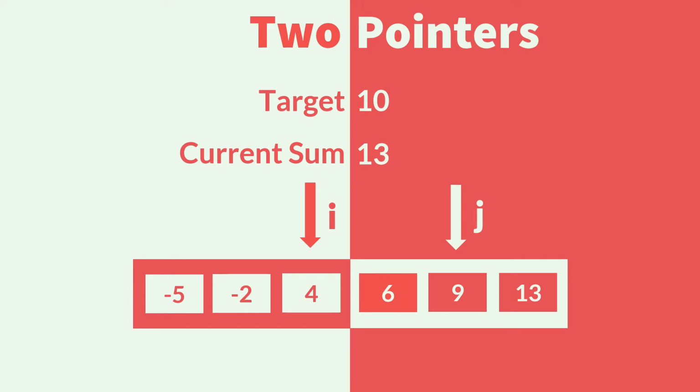Now we get 4 plus 9, which is 13, which is greater than target. So we need to move our j pointer towards the left. And now we have 4 plus 6, which is equal to our target value. Hence, we have found our target value in the array. So we return true here.